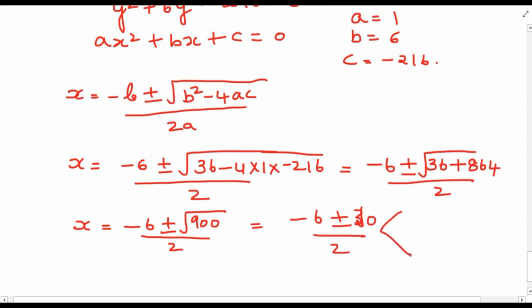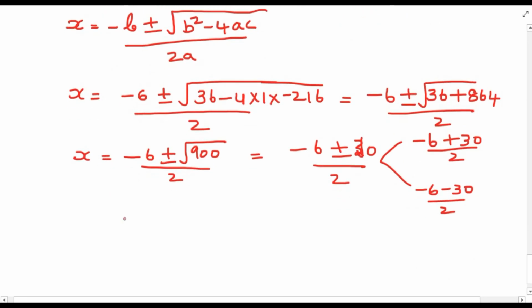So you can simplify this, minus 6 plus 30 by 2 and minus 6 minus 30 by 2. So one is 24 by 2. 24 by 2 is 12, and the second one is minus 36 divided by 2 is minus 18. So side cannot be negative, so we cannot take this.